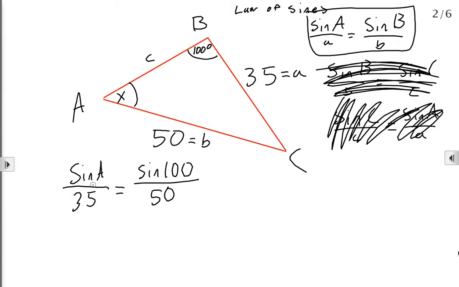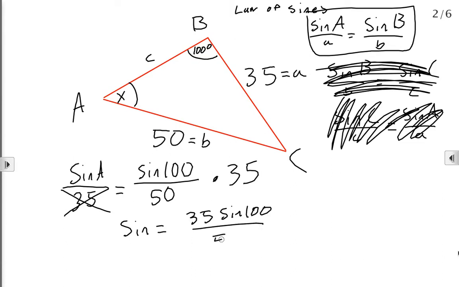So we want to solve for big A. So let's get rid of divide by 35 by multiplying by 35. So now we have sine A equals, and there's a few ways you can write this out, but let's just say it's 35 sine 100 over 50. Because remember, the order you multiply doesn't matter, so you can always multiply 35 first, and when you multiply a fraction, you multiply the numerator. So this was sine big A, sorry.